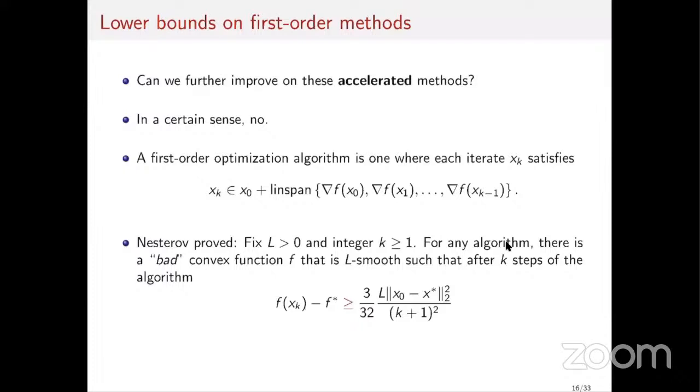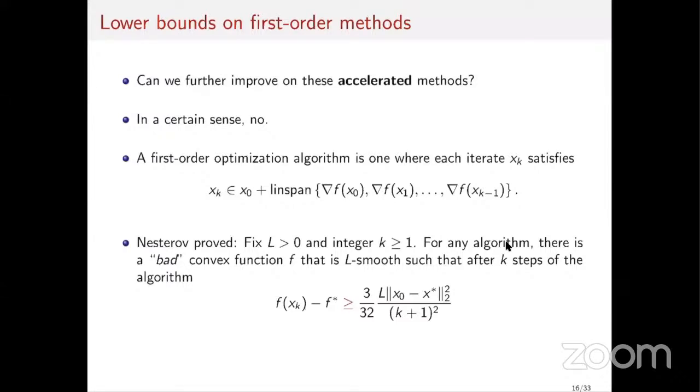So a priori, these rates apply to functions in very high dimensions, even infinite dimensions. So there is no n involved. Obviously, the n is going to be hidden a little bit in, for example, the norm squared, the norm of x0 minus x star squared. This will be impacted by the dimension.